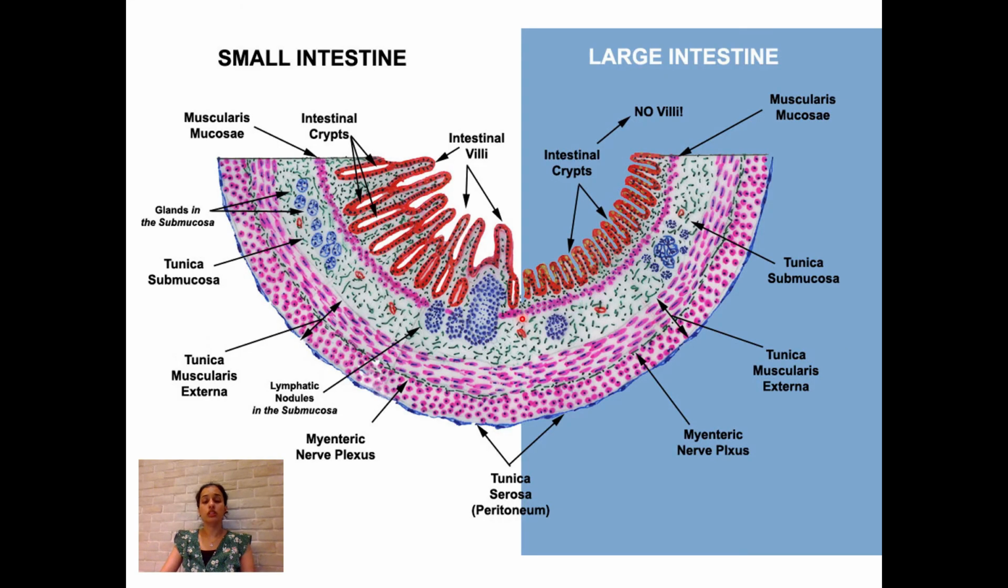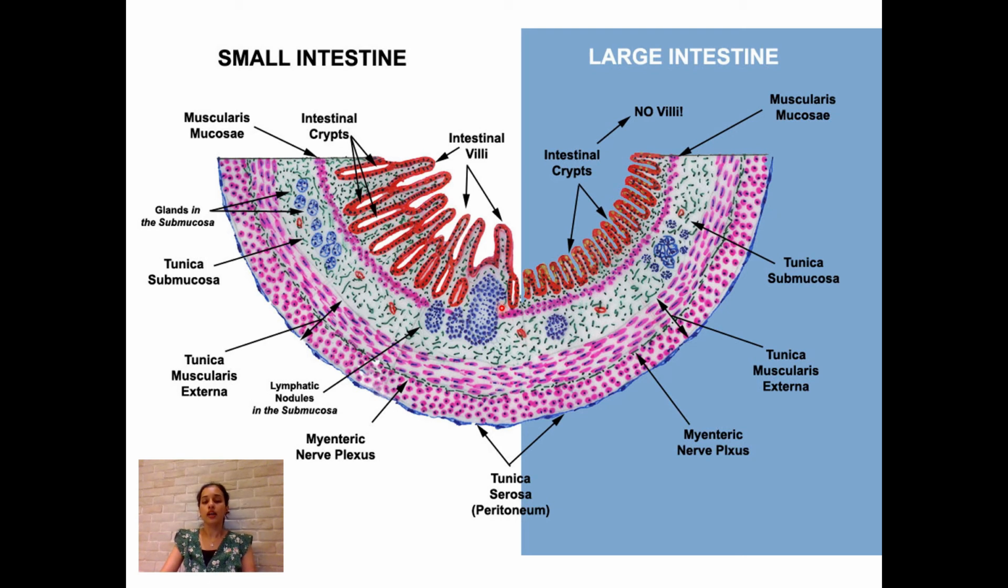Here you can see the transition. The small intestine has foldings, the plicae circulares, and long finger-like projections called intestinal villi. But as it comes to the large intestine, there are no villi and no permanent folds, but you can see the invagination. Okay, so the intestinal crypts are present, and the crypts and the surface epithelium have more goblet cells. Here you can see the lymphatic nodules.